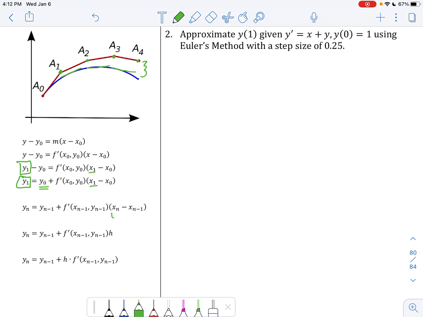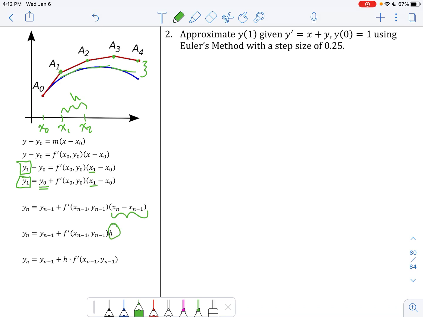Now, the difference of the x values is this distance here. So if this is our x0, our x1, x2, and just like with Riemann sums, these tend to be the same. And this is called h. For interval size, I can't tell you. It's one of those weird things that we've just all decided that it's h. And that's that constant difference here.